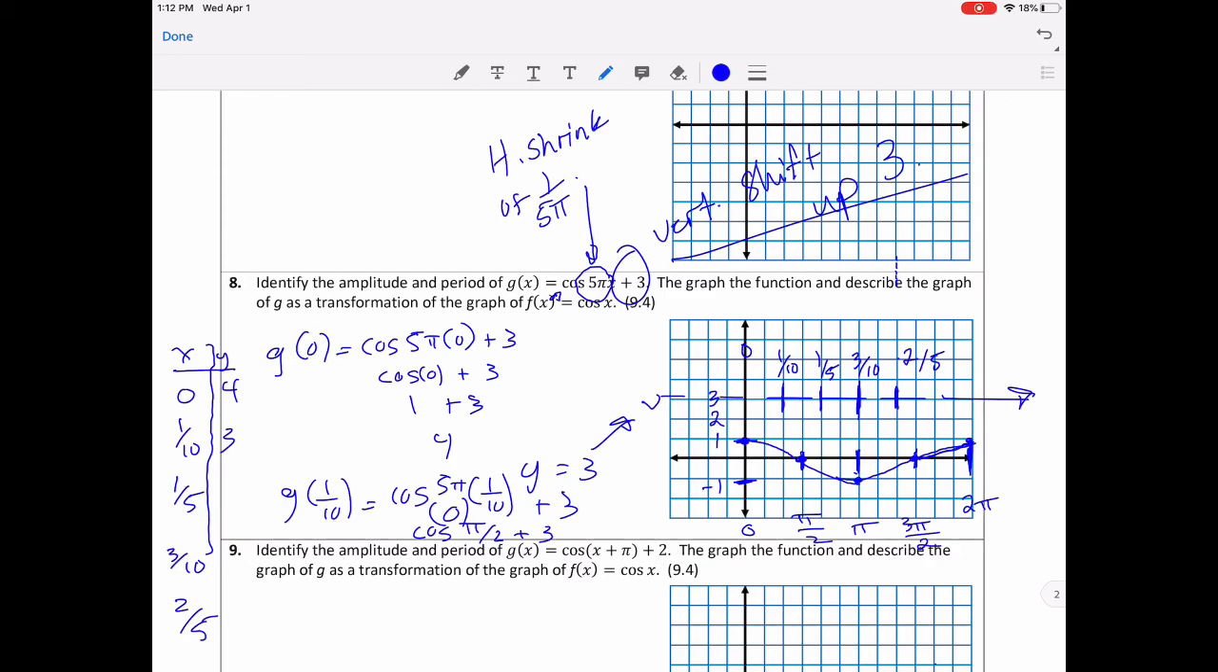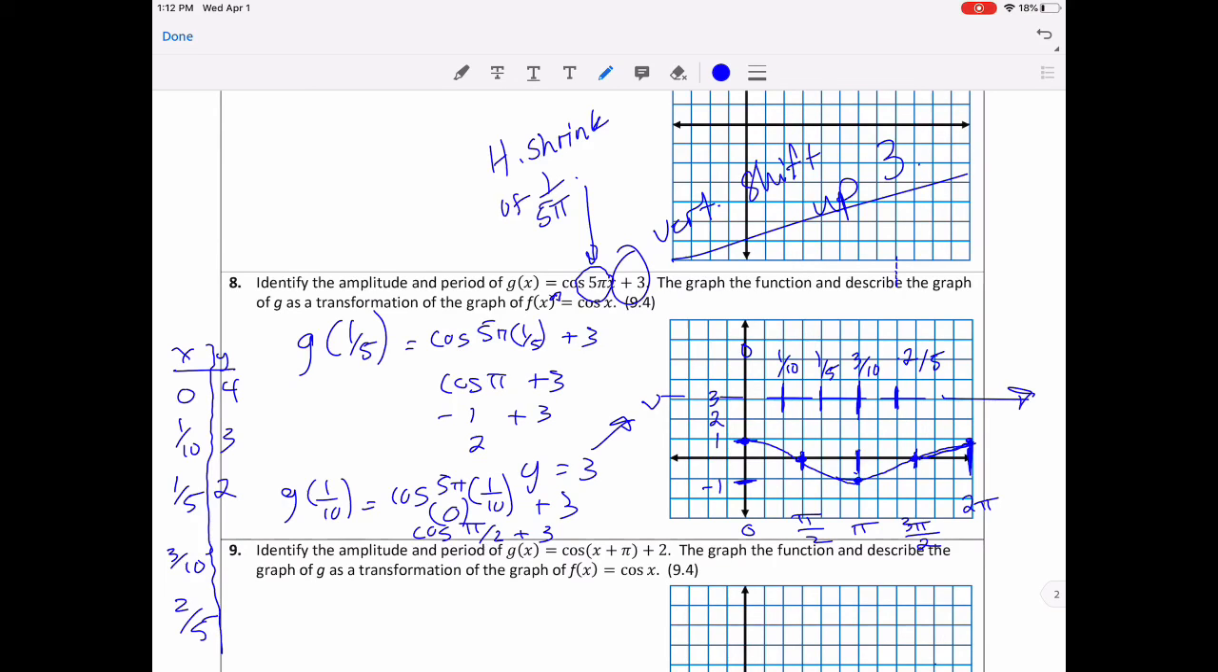Okay, g of a 5th. Well, let me erase. g of 1/5. Well, cosine of 5 pi times a 5th plus 3, which would be the cosine of pi plus 3. Well, what's the cosine of pi? -1 plus 3, 2. 2. And then if I evaluated my other locations, I should come up with 3 and then 4. Okay, let's plot those.